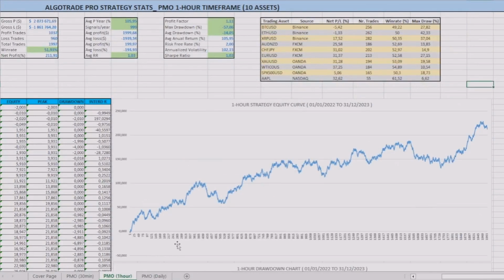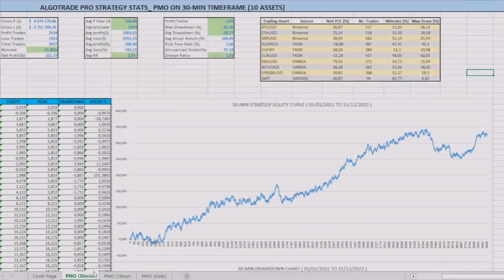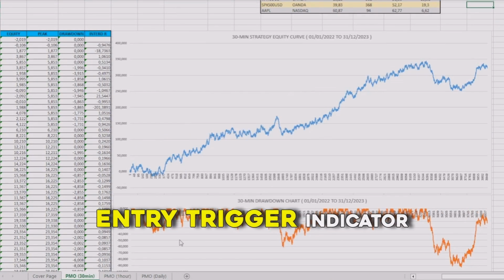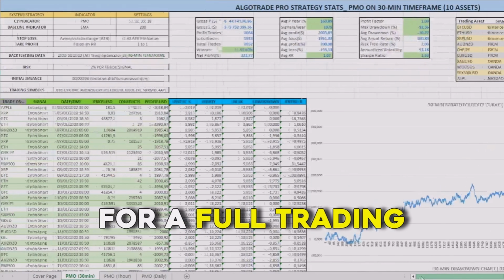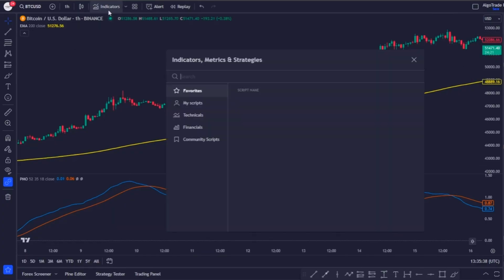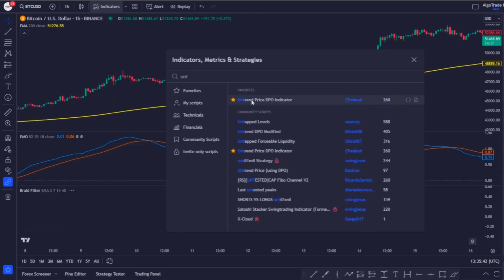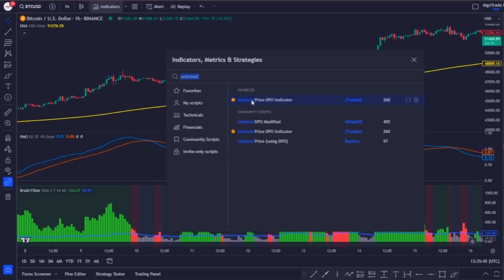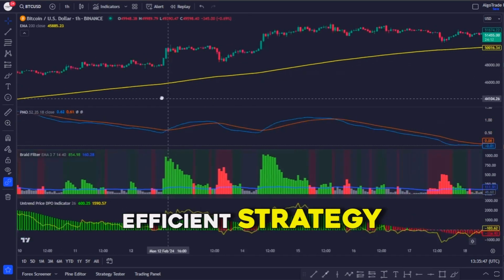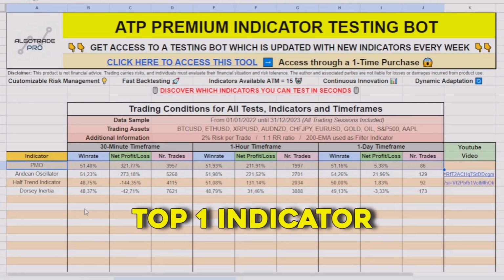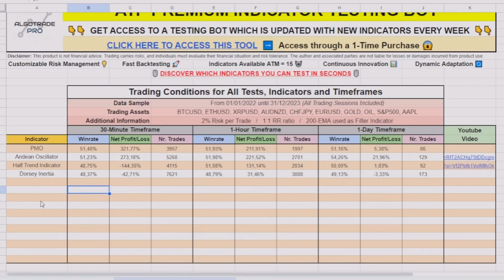So overall, the PMO in these conditions proved that it is highly consistent, profitable, and has a great potential to be a good entry trigger indicator for a full trading system. For example, by adding a good volume indicator like the bright filter and a filter indicator like the untrend price DPO, I believe we can create an efficient strategy. In our ranking sheet, the PMO will be our new top 1 indicator, and so it will be placed at the top of the table.